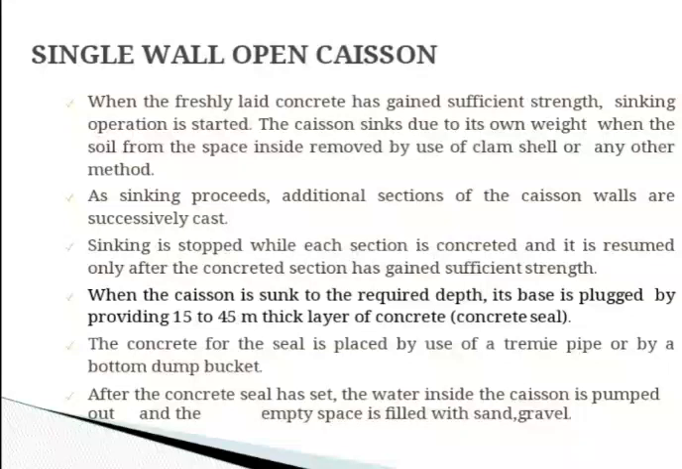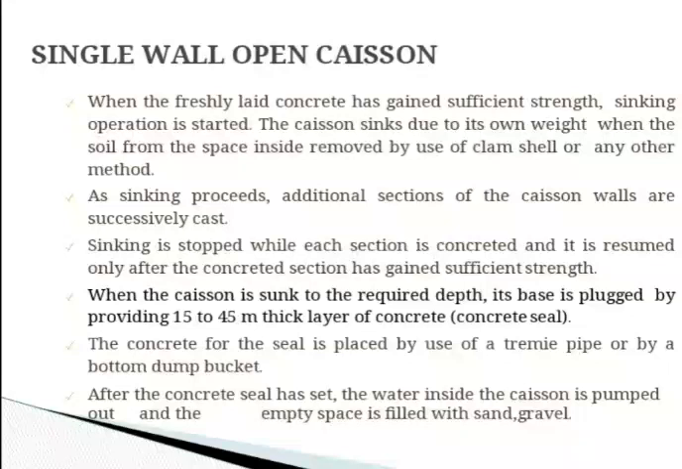Next, when the freshly laid concrete has gained sufficient strength, the sinking operation is started. The caisson sinks due to its own weight when the soil from the space inside is removed by the use of a clamshell or any other method. As the sinking proceeds, additional sections of the caisson wall are successively cast. Sinking is stopped while each section is concreted, and it is resumed only after the concreted section has gained sufficient strength.